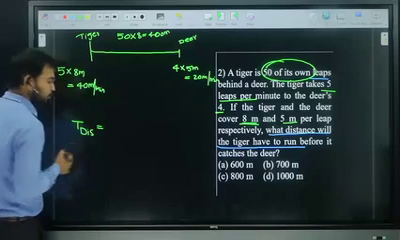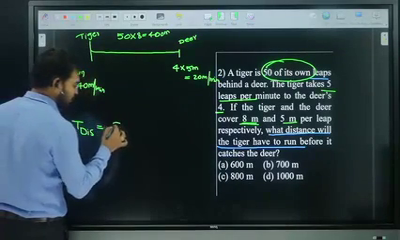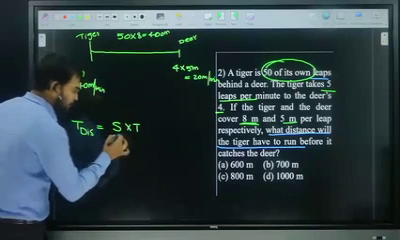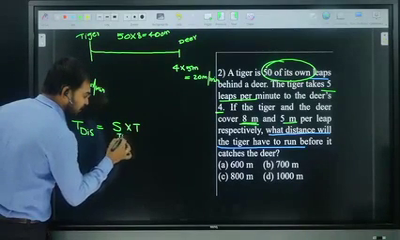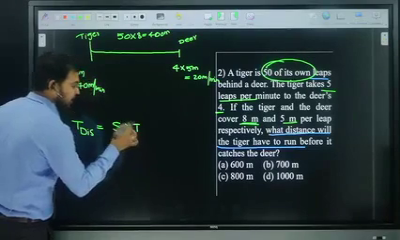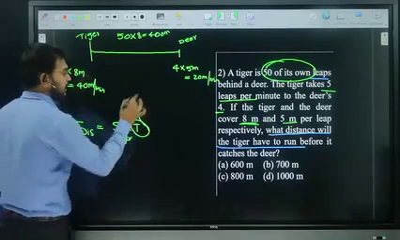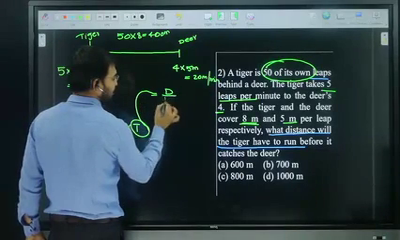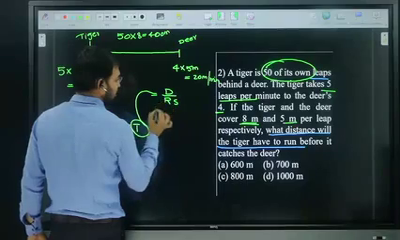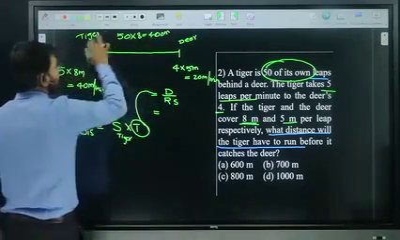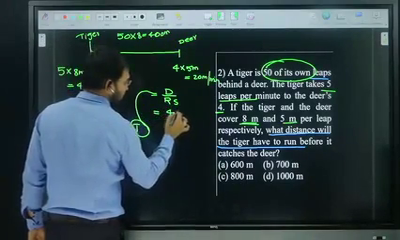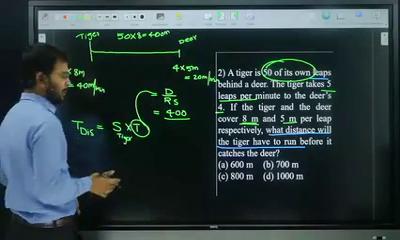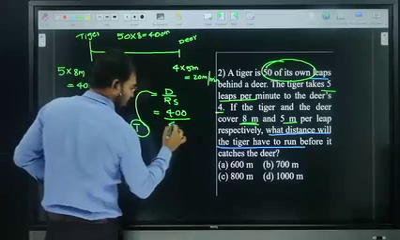Tiger distance is equal to, generally, distance is nothing but speed into time. Speed of which one? Speed of the tiger into time. How to find the time? Time is nothing but distance by relative speed. The gap between the tiger and the deer is 400 meters, divided by the relative speed. Same direction means you have to take minus, so 40 minus 20.